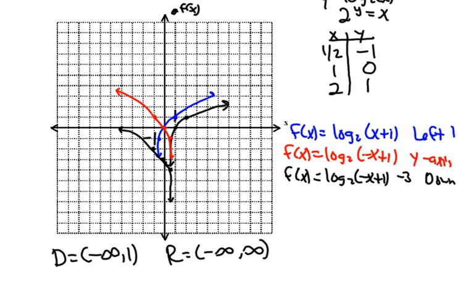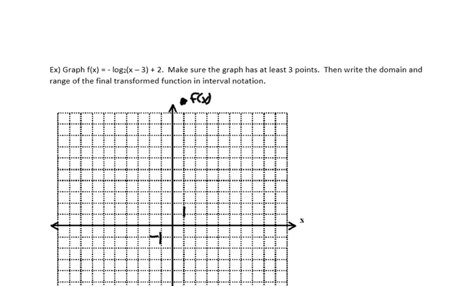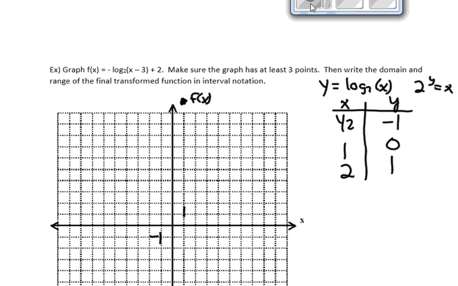Okay, one other example I would like to take a look at. As you can see here, I have already done the first part. So all I want to do from this stage is to write out the transformations in order and then graph. So let's do this. That's telling me I'm going to go to the right 3.